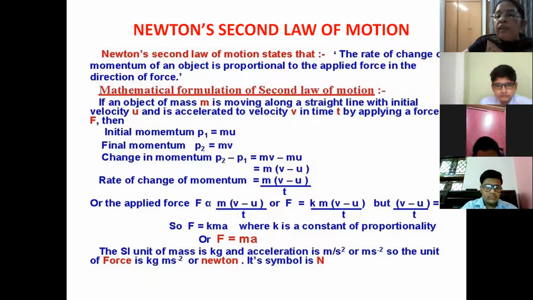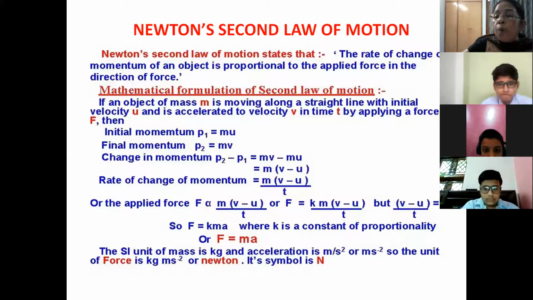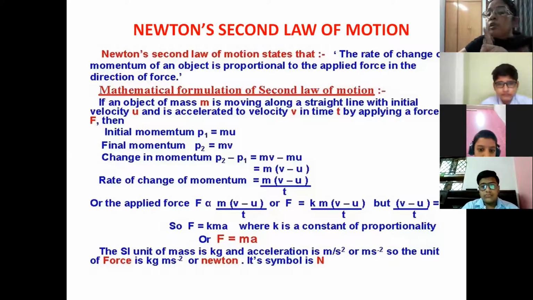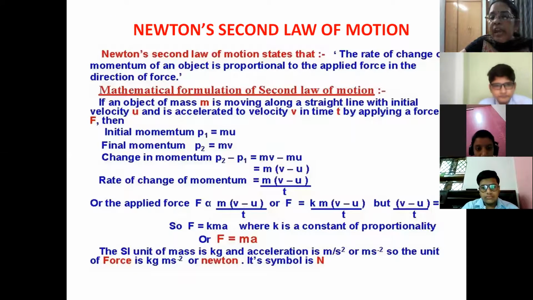Now to remove the sign of proportionality, we put the sign K here, children. So F is equal to K m into (v minus u) upon t. From the first equation of motion, we have read that (v minus u) upon t is equal to acceleration. It is the rate of change of velocity. So instead of (v minus u) upon t, we can write a. So F is equal to K m a, where K is the sign of proportionality.